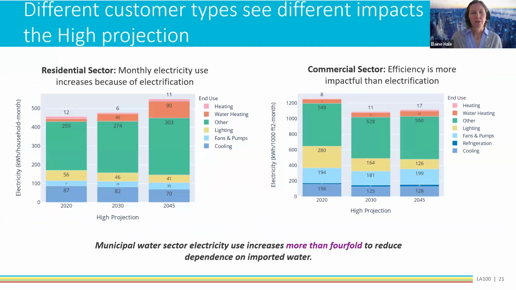We were also able to look at breakdowns per customer or per unit of commercial building area. And we could see different trends in the projections by sector. So in the residential sector, we really saw a big impact from electrification all the way through the modeling horizon. Whereas in the commercial sector, efficiency was also really important. And so we saw an overall reduction in commercial building load from 2020 to 2045 based on those efficiency measures.